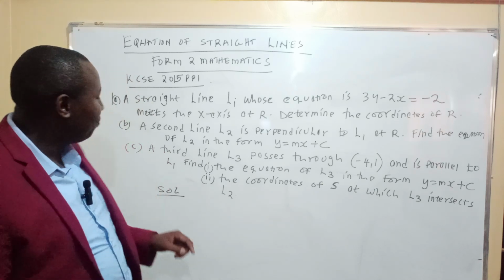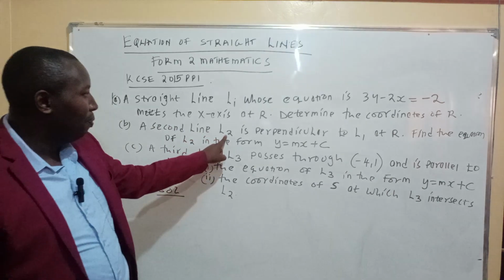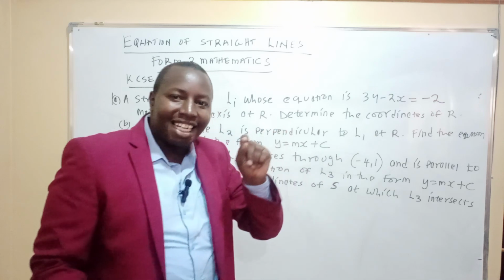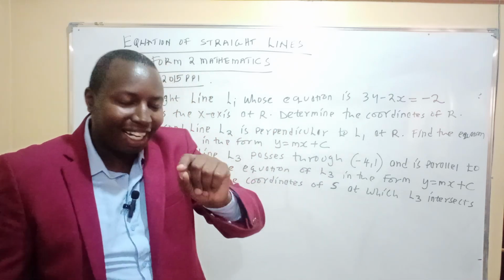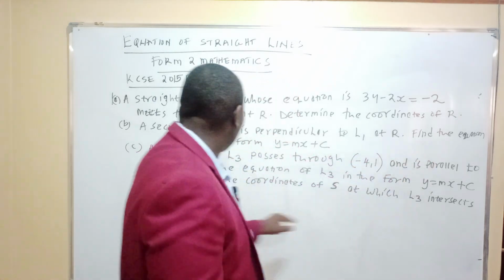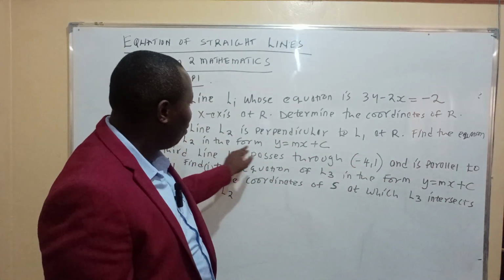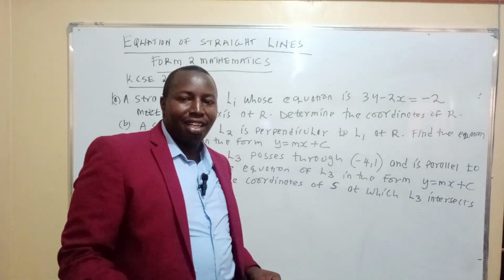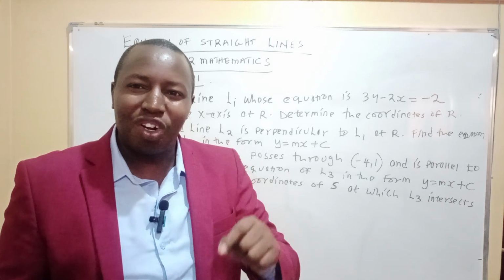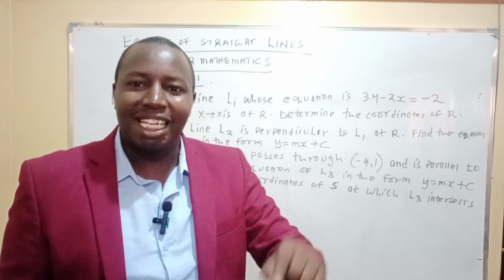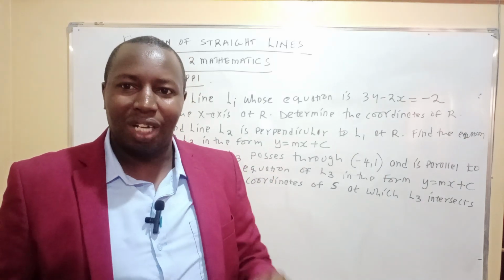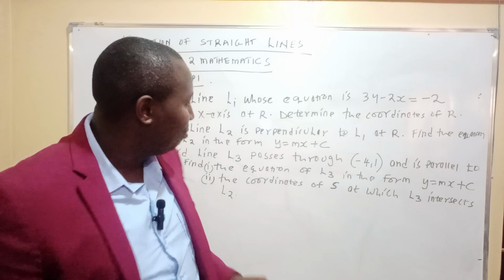Then we go to question 2. A second line R2 is perpendicular to R1 at R. So you must understand how to get the coordinates of R for you to proceed with this part B. Find the equation of R2 in the form y equals mx plus c. The form y equals mx plus c is called the gradient intercept form of finding the equation of a straight line.